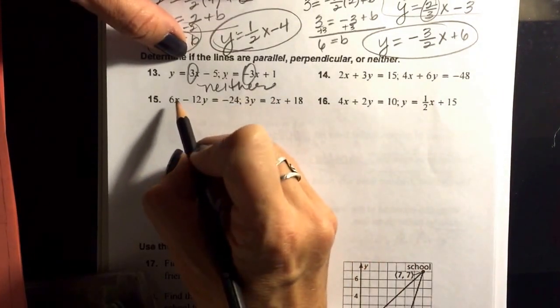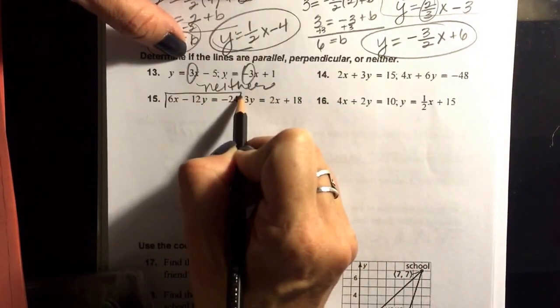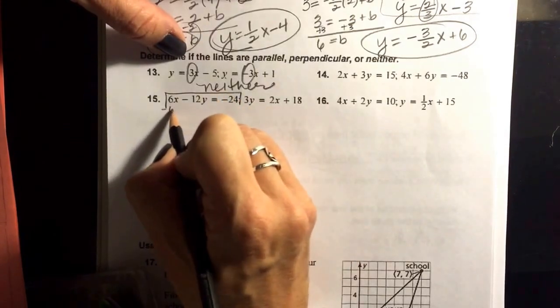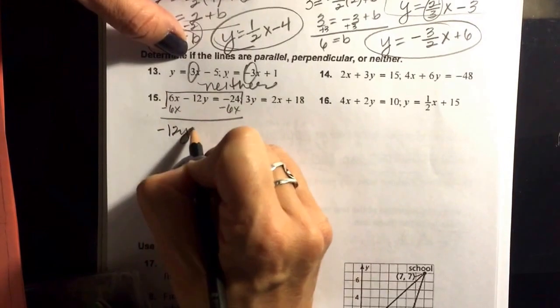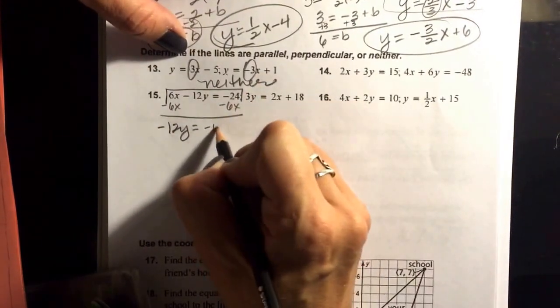Same deal with 15 here. Neither of my equations are in slope-intercept form, so if I solve for y, I'll be able to examine what their slopes are, and that's what we need to compare to decide if they're parallel, perpendicular, or neither.